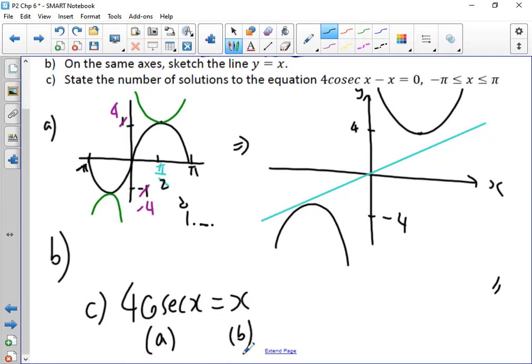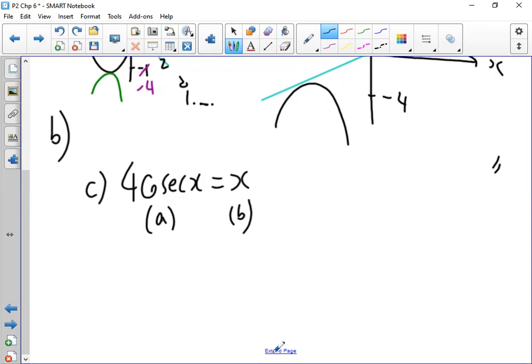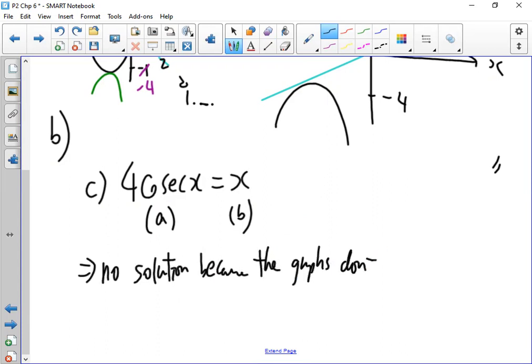When the equation equals, graphically it means we want to find the number of solutions, the number of intersection points. So do they intersect? No, they don't. So any solutions? None. So the answer is no solutions, or you can say 0 solutions, because the graphs don't meet. Right? And that's it. Right, next one.